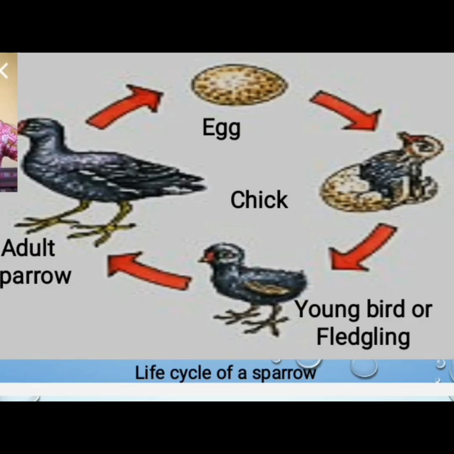Then the chick grows into a young bird or fledgling. A young bird is called a fledgling or young bird, as the case may be. Then the young bird will metamorphose after some time by feeding, by carrying out different activities in the environment, and it grows into an adult sparrow bird. This adult sparrow bird will mate again with another male bird and eventually lays eggs again, and the cycle continues.